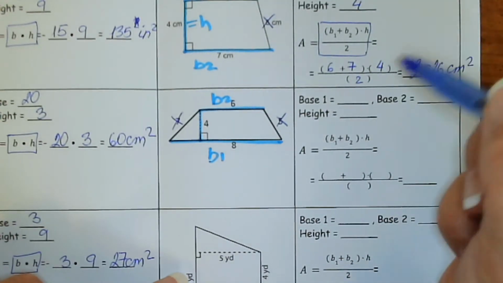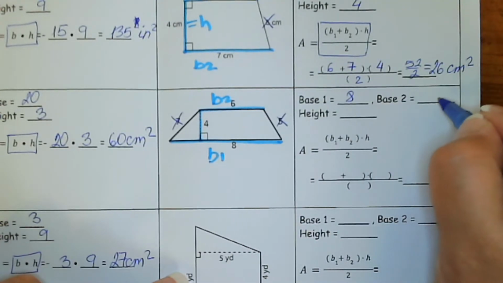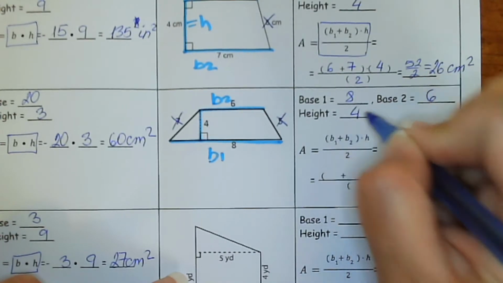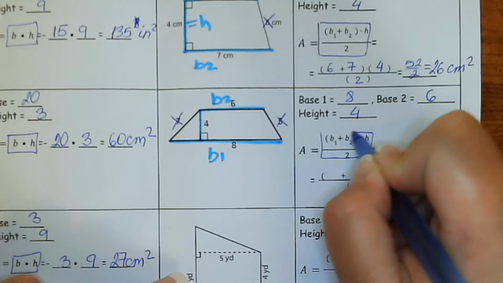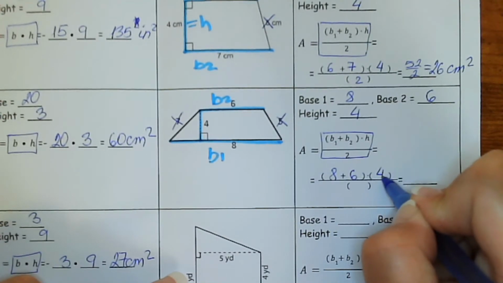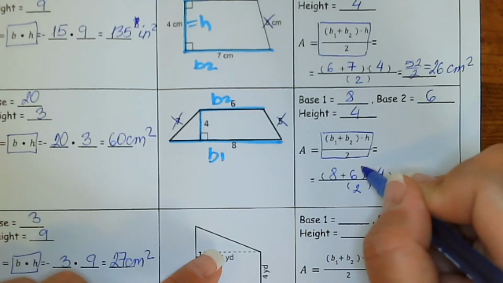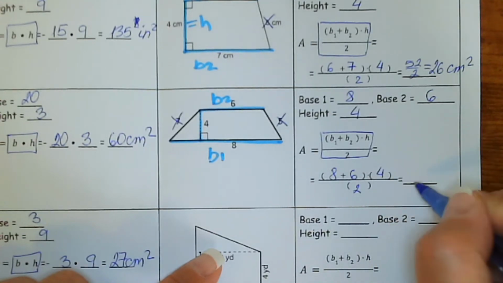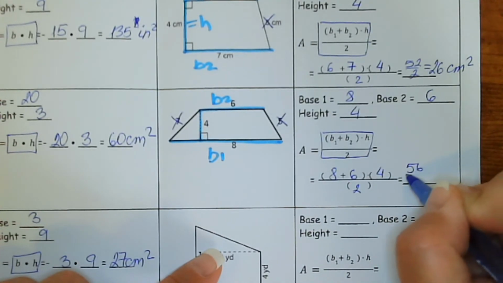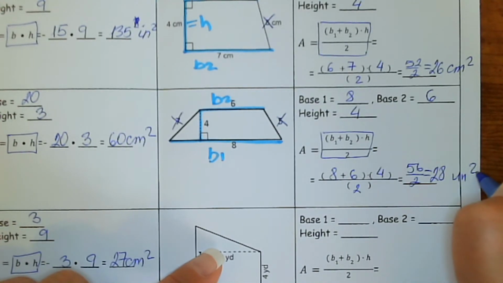So base 1, let's say this time I have 8, base 2, 6, times the height, 4. And then use the formula. Base 1 plus base 2 times the height, divide by 2. 8 plus 6 is 14. 14 times 4, 56, divide by 2 will be 28, whatever units squared.